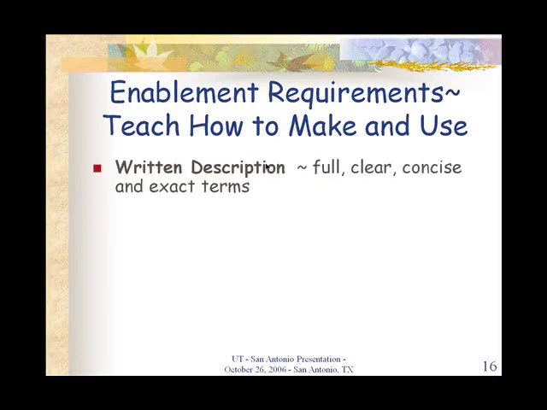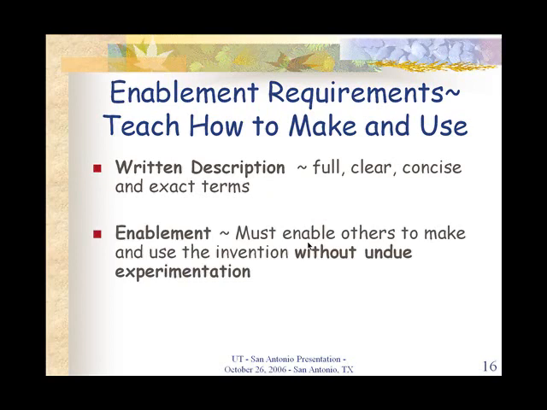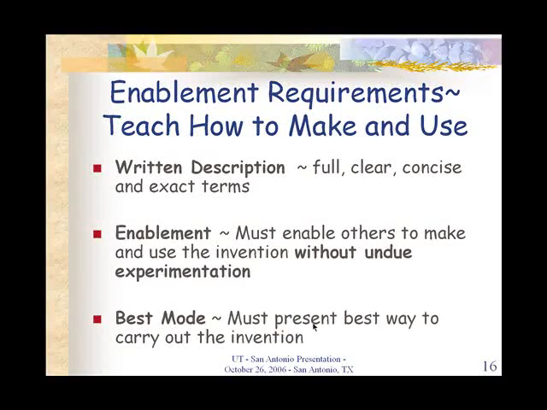So the enablement requirements teach how to make and use. So the written description has to be in full, clear, concise, and exact terms. So this is why I say go to the U.S. Patent and Trade Office website, search for a patent in your area, and read it. It may take you a long time, but read as much of it as you possibly can. Get to understand each piece and part of it. The enablement must enable others to make and use the invention without undue experimentation. And the best mode must present the best way to carry out the invention.